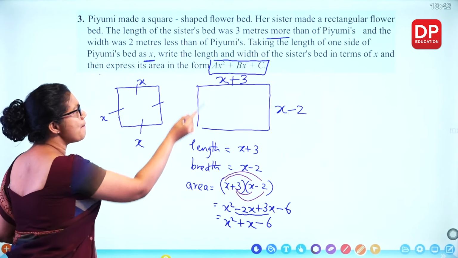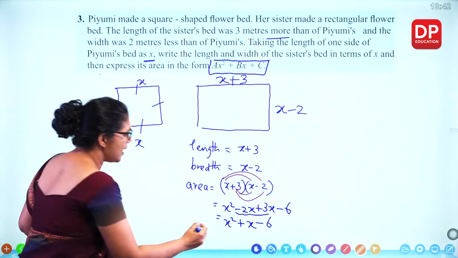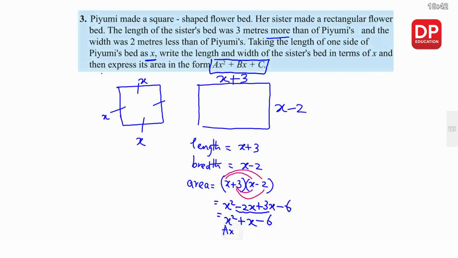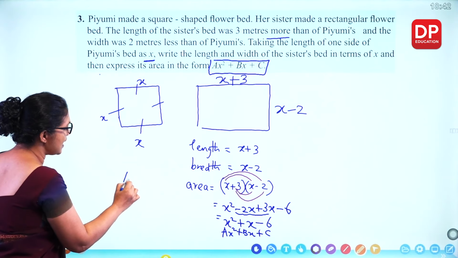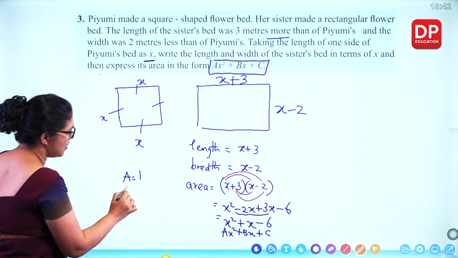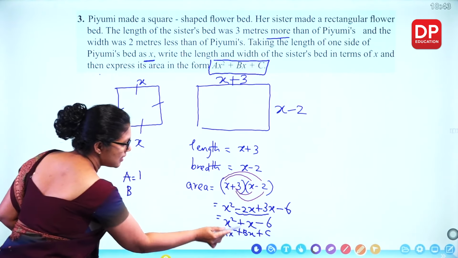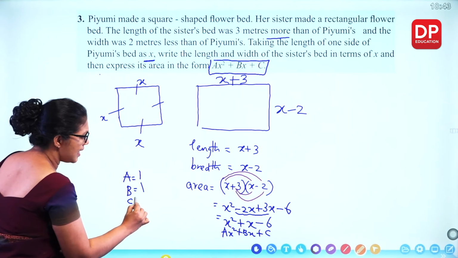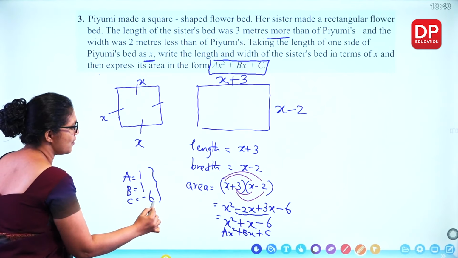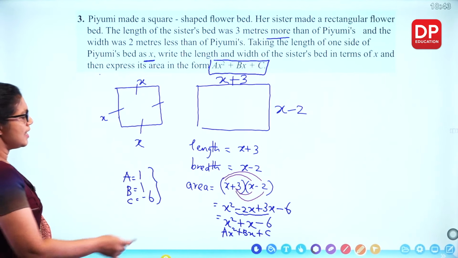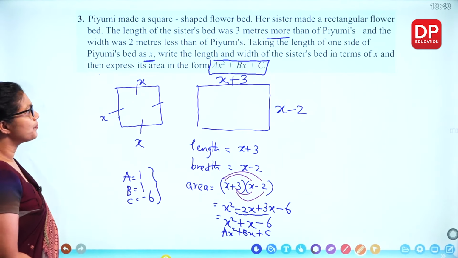Now you can compare these two. Here this is like ax squared plus bx plus c. So what is a value? When you are comparing these two, we can see that a equals 1, b equals again 1, c equals this value, so minus 6. So we can write down this expression in this form.